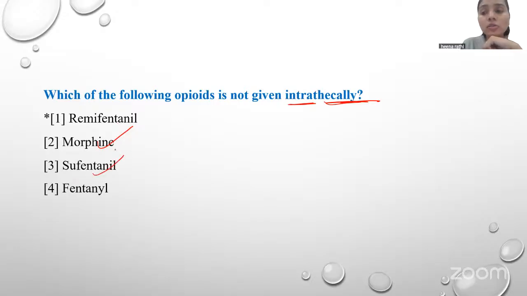Sufentanil, yes, it is also given intrathecally. Fentanyl, yes, it is also given, but for remifentanil, there are not many animal or human studies regarding the intrathecal use of remifentanil. Whatever studies are available on animals show that intrathecally it does not provide benefits. So remifentanil is not given by the intrathecal route.